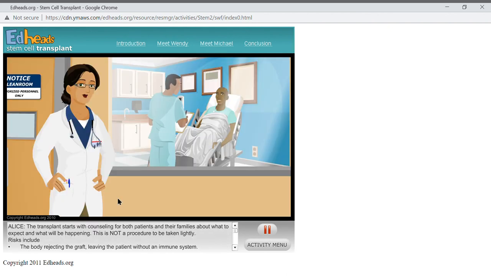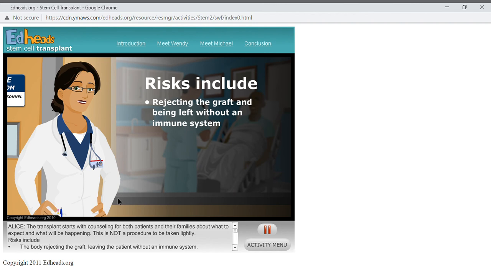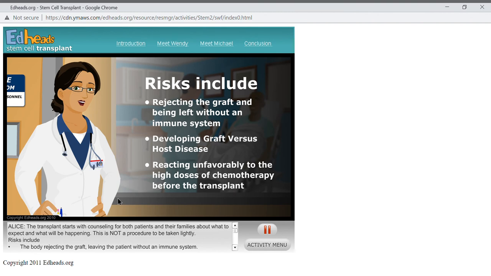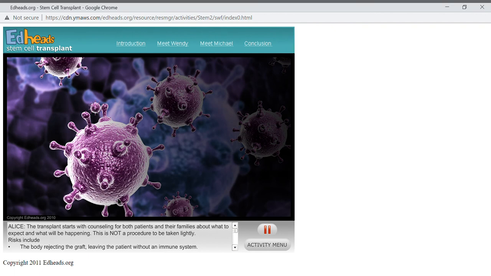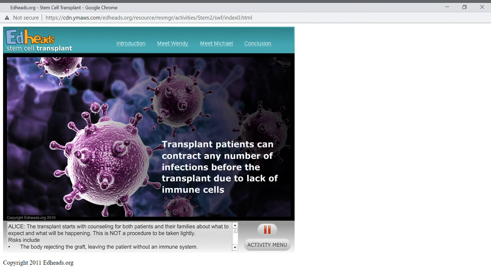The transplant starts with counseling for both patients and their families about what to expect and what will be happening. This is not a procedure to be taken lightly. Risks include rejecting the graft and being left without an immune system, developing graft versus host disease when the new cells we transplant begin to attack the cells of the patient's body, and reacting unfavorably to the high doses of chemotherapy before the transplant. Other risks are associated with the fact that the patient will essentially be lacking an immune system for a while. They could contract any number of infections before the transplant takes hold and begins producing new immune cells.